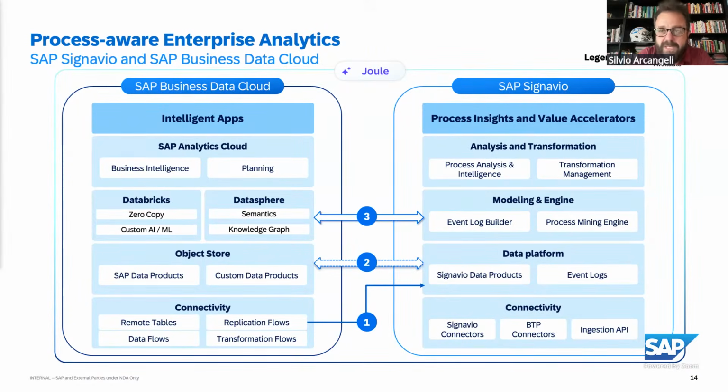There's an integration which is already available at the engine level. So once you have your data in Signavio and you start to do your mining, you can also leverage the mining engine in DataSphere or in Databricks for doing machine learning, for example, for doing predictive analysis or any other kind of advanced analytical use case that might leverage the process mining engine as one of the bricks at your disposal. Similarly, we can integrate data both from Process Intelligence and Process Insights into SAP Analytics Cloud, as I said earlier. And the last interesting synergy is at the intelligent app level.